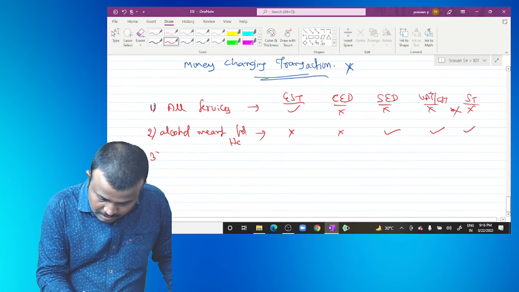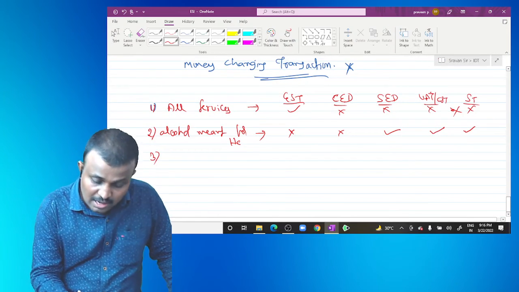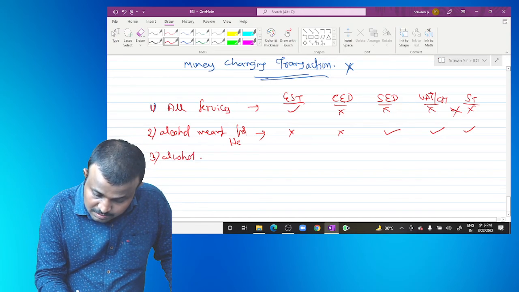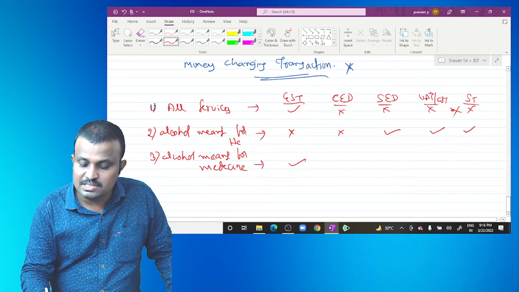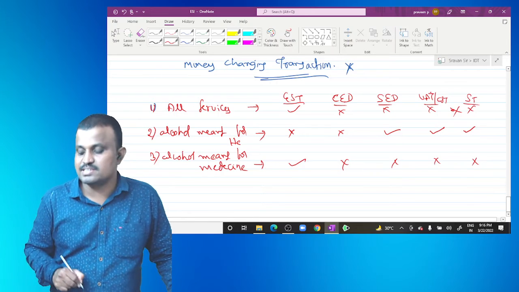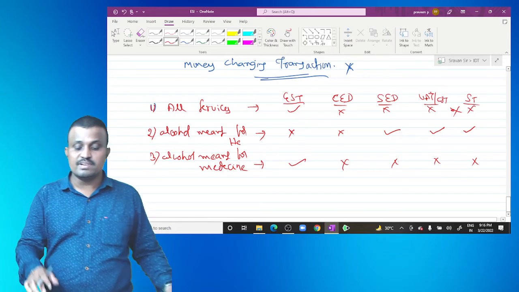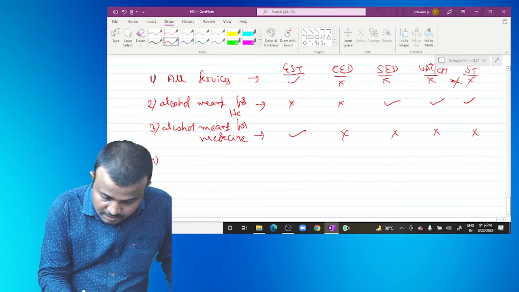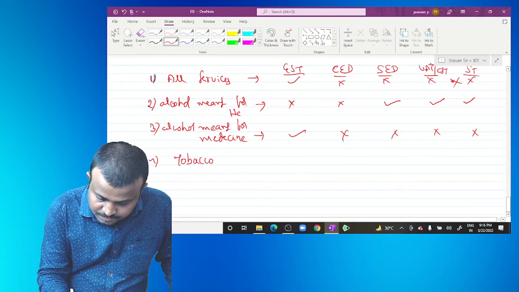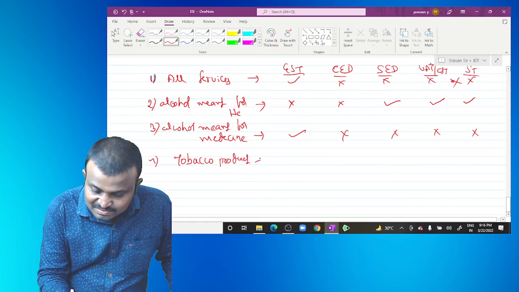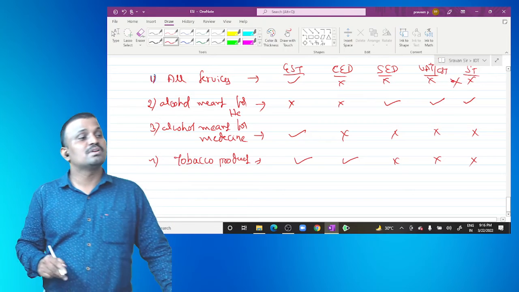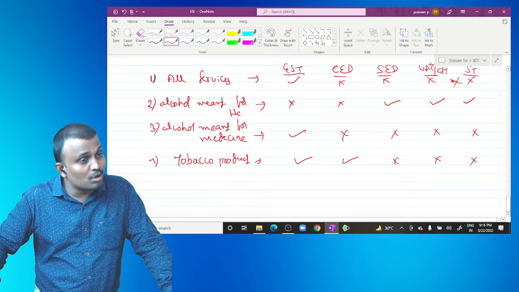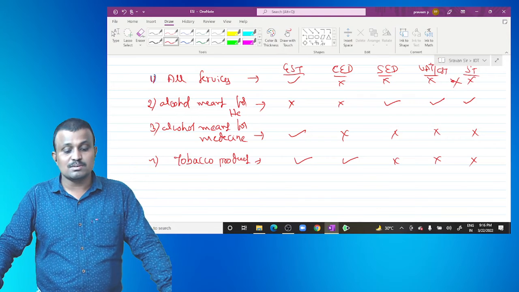Next, state excise duty is important. Again, for example, alcohol meant for medicine is covered under GST, not covered under previous indirect taxes. Next, for example, tobacco products are liable for GST as well as central excise duty. The only product which is liable for both excise duty and GST is tobacco products.